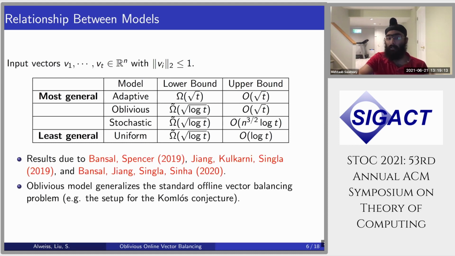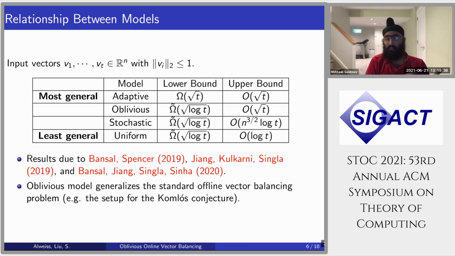Due to works of Bansal, Spencer, Jiang, Kulkarni, and Singla, and Bansal, Jiang, Singla, and Sinha, there were non-trivial results for the uniform and stochastic setting. By uniform here, I just mean each vector is uniform on the sphere of radius 1. They achieved a log t bound for the uniform case due to Bansal and Spencer, and then there was an n to the 3/2 log t bound due to Bansal, Jiang, Singla, and Sinha.